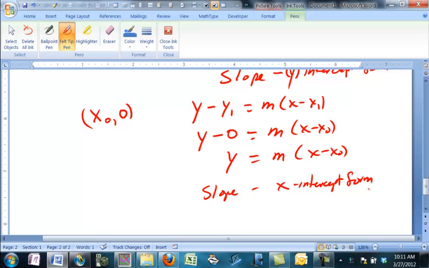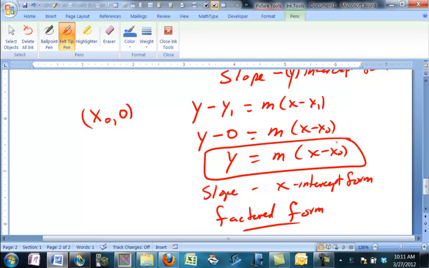Okay? This is also sometimes called a factored form, because on the right side, y is written as a function that is factored as two things multiplied together. So if you know the x-intercept, we can get this form here.